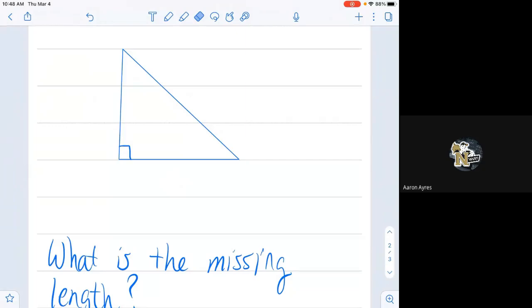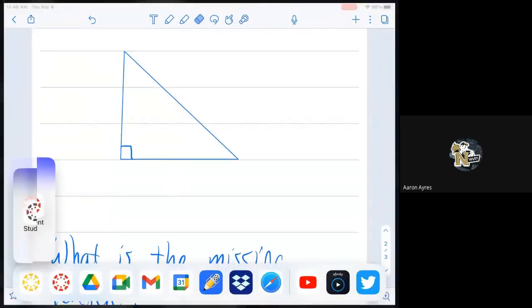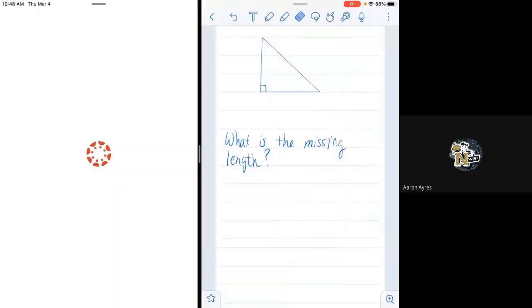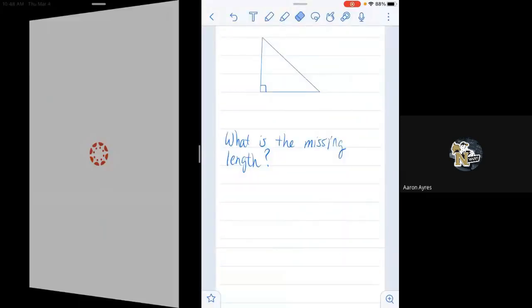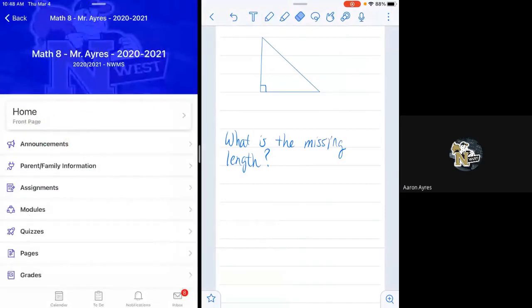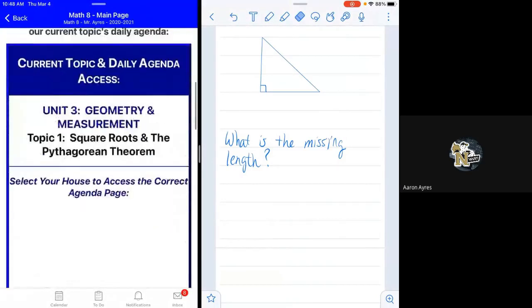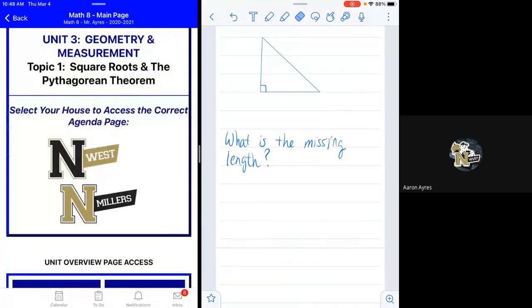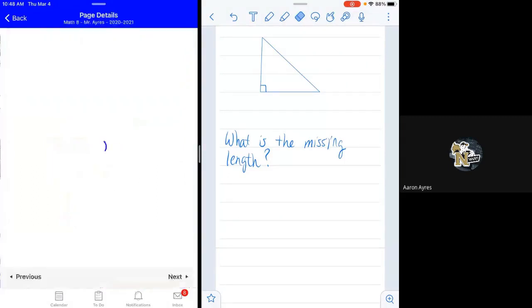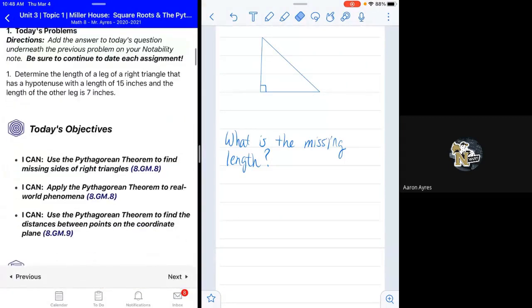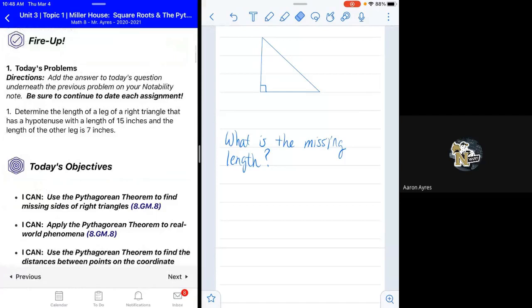And here we have a right triangle. And I forget. So let's pull canvas up over here. So we have them both going here. But I forget what this is. I think I told you. Was the hypotenuse 15? Yeah. Okay. The hypotenuse is 15 and the leg is 7. Okay. So the hypotenuse is 15.